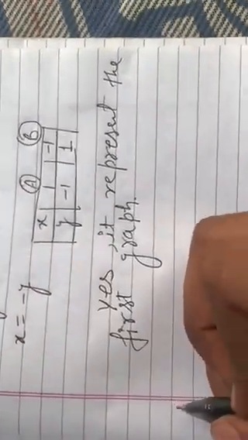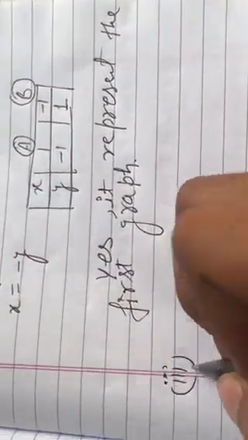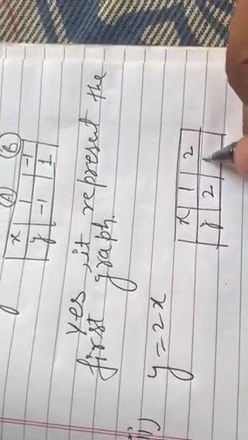And after this we are given the third part, y = 2x. You have to do the same for this part also, x, y. Suppose the value of x is 1, so put x = 1 in this equation, you will get 2. If we put x = 2, what is the value of y? The value of y is 4.